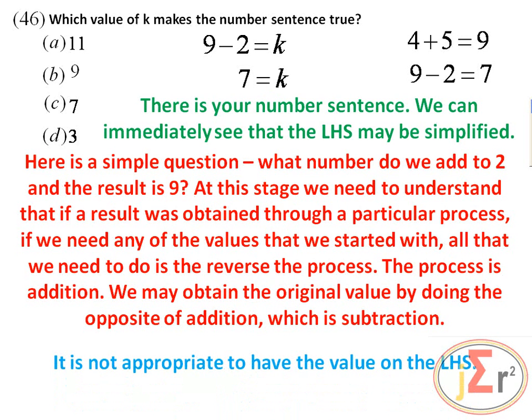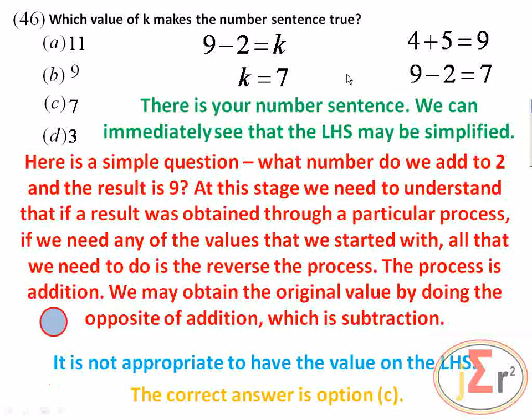It is not appropriate to have the value on the left-hand side. So when we have solved an equation, the letter should be on the left-hand side, and the value should be on the right-hand side appropriately. It is not very good manners to solve an equation and leave it like this. So we will turn it around and we have k is equal to 7. The correct answer is option C.